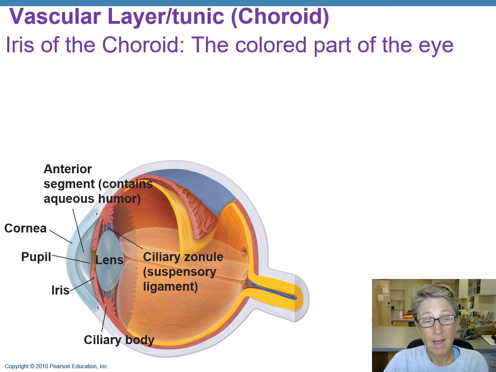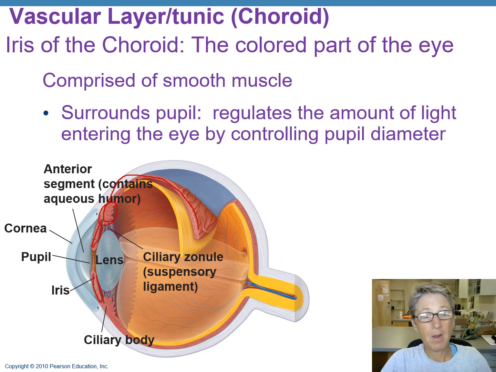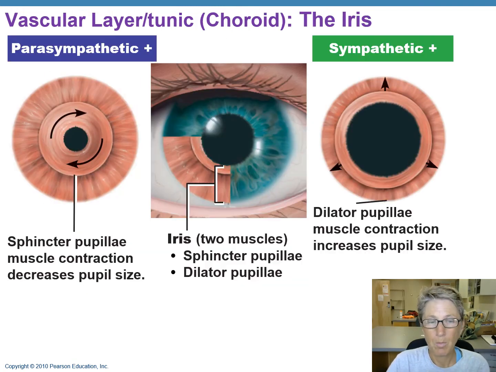Okay, now another part of the choroid, besides the ciliary body, is the iris. So remember that all this brown stuff, this is all choroid. Come down here, this is the ciliary body of the choroid, and then this would be the iris of the choroid. It's the colored part of the eye. It's made of smooth muscle. It surrounds your pupil, and the iris regulates the amount of light that comes into your eyeball by making the pupil diameter bigger or smaller.